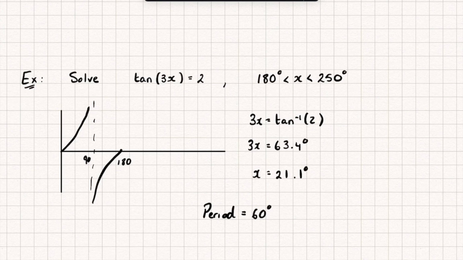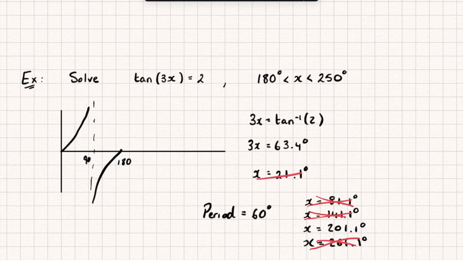So if I add on 60, it gives me a solution of x equals 81.1, which is obviously not in the interval. I'm going to add on 60 again, which gives me a solution of x equals 141.1, which is not in the interval, so I'll add on 60 again. This gives me another solution of 201.1 degrees, which is within my interval, so I will accept that solution. And if I add on 60 again, well, I get x equals 261.1, which is now again outside of my interval. So I'll reject all of these other solutions because they're not relevant to me anymore, and I'll just highlight the one that I want.